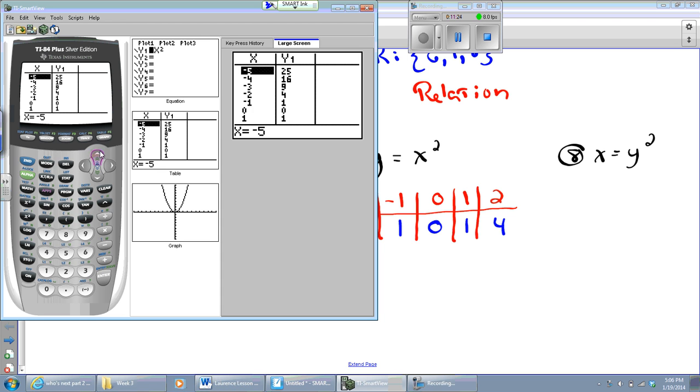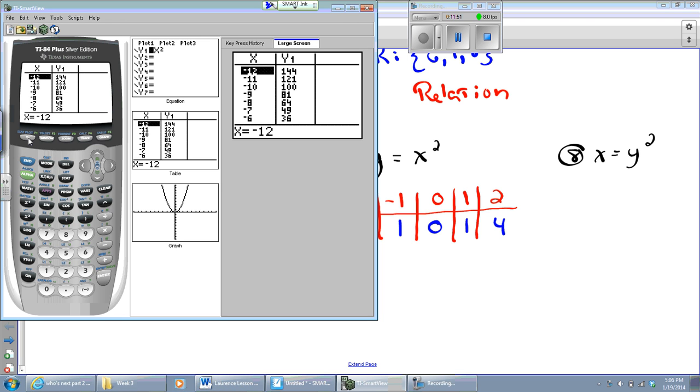And I'm getting the squared numbers again, but each member of the input is going to no more than one member of the output. I'm having the same output show up, but I'm not having two inputs going to one output. In other words, there aren't two different x's. I'm sorry, there's not one x going to two different y's. So this is going to be a function.